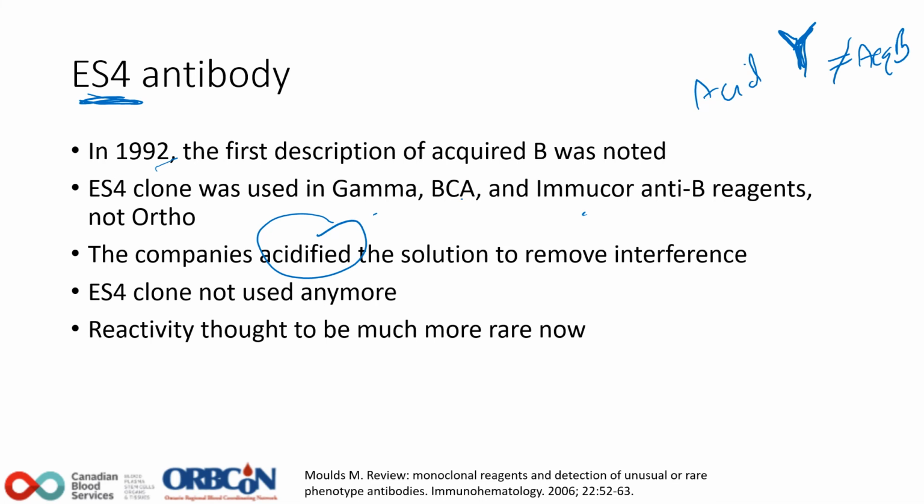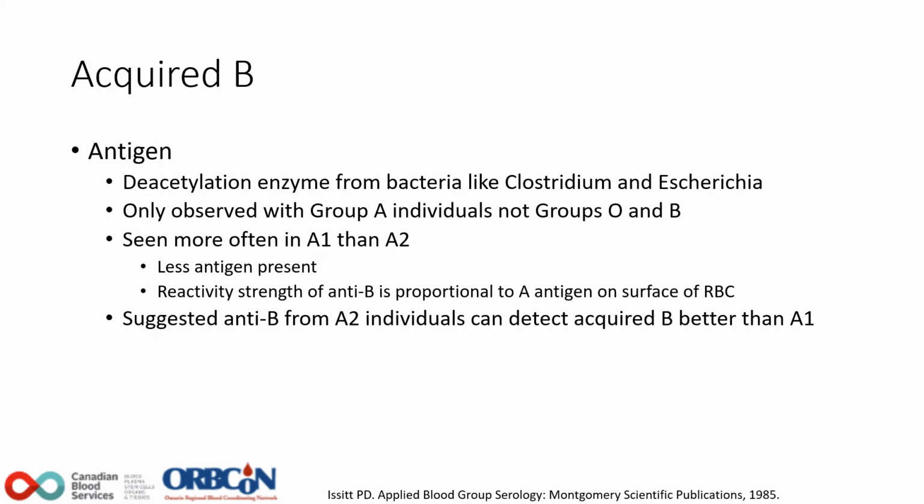And let's get to the next slide where I talk a little bit more about the monoclonals. So as an antigen, the acquired B occurs because of deacetylation, and this can occur from Clostridium or E. coli. Those are the two most common ones that are usually reported in the case reports where people noted that there was an acquired B phenotype. It only happens with group A individuals, right? Because this deacetylation enzyme only works on the GalNAc. And remember, GalNAc is the added sugar for the group A antigen. Therefore, group O and group B cannot be affected by this enzyme.